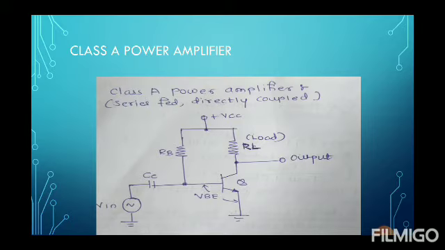A power amplifier is referred to as a class A power amplifier if the transistor used for amplification conducts for the full cycle duration of the input AC signal. Means if the amplification conducts for the full cycle duration of the input AC signal, it is referred to as class A power amplifier. अगर full cycle duration पे amplification होता है, so that is your class A power amplifier.